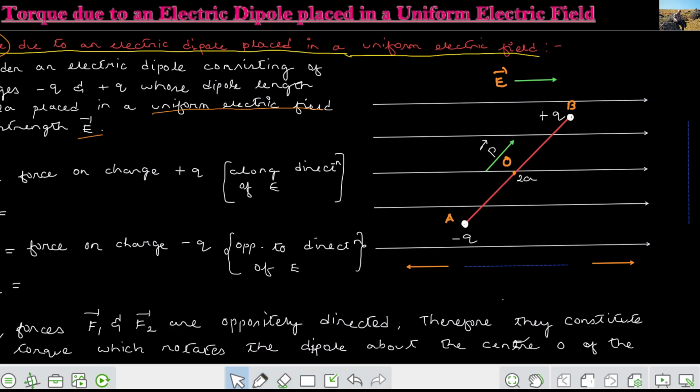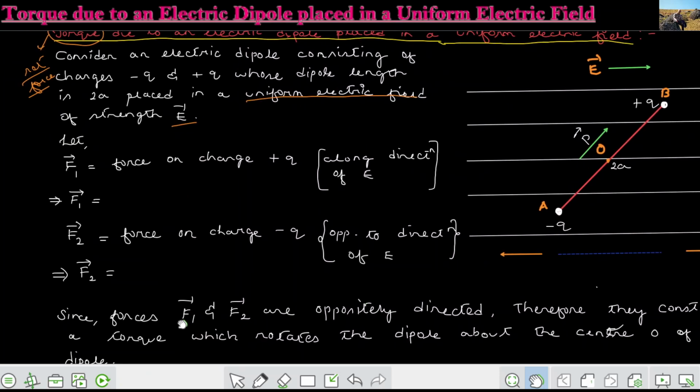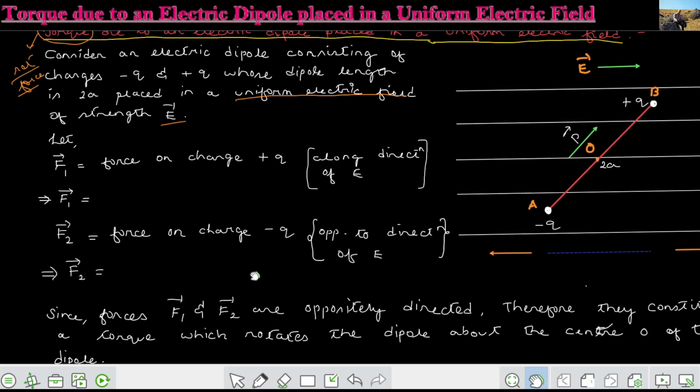Now there will be forces associated with these charges, plus q and minus q. So we will rewrite those equations pertaining to the forces. There will be force F1 acting on charge plus q, and force F2 acting on charge minus q. We have learned that the force experienced by a charge placed in an electric field is given by this key formula: E equals F divided by q. So F will be q into E.